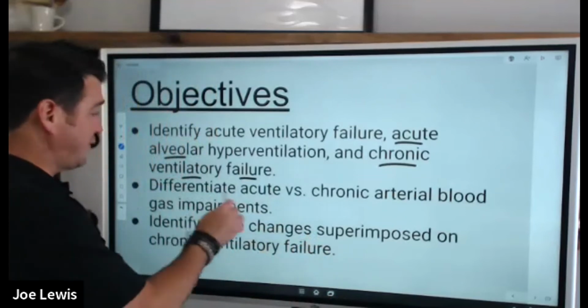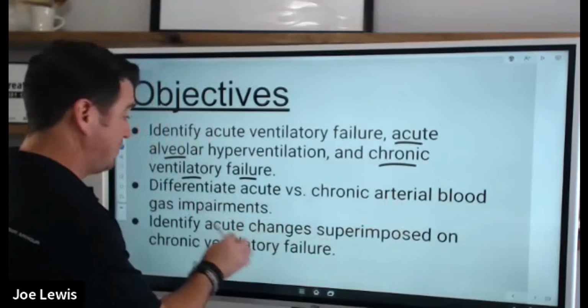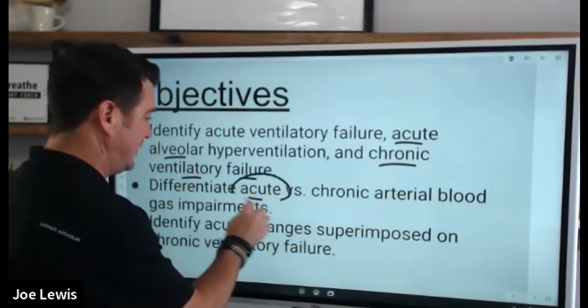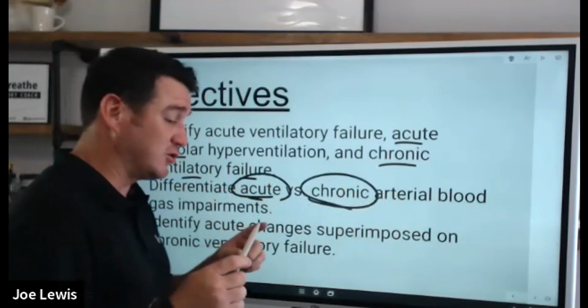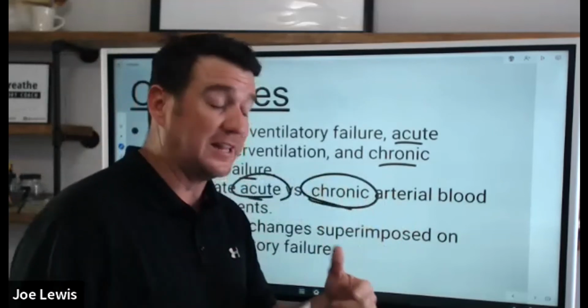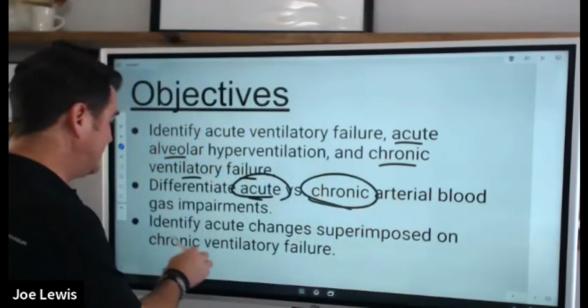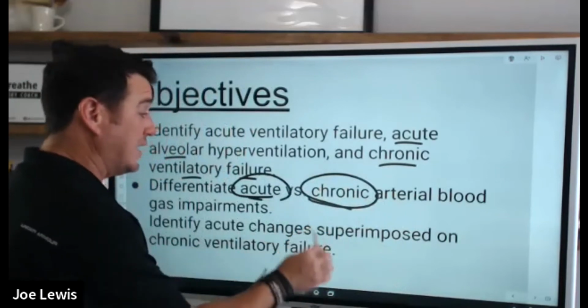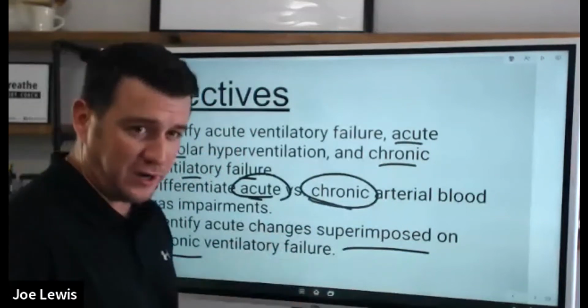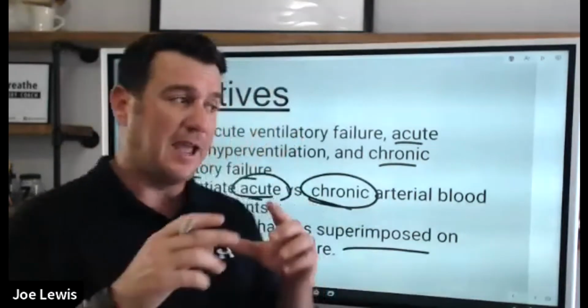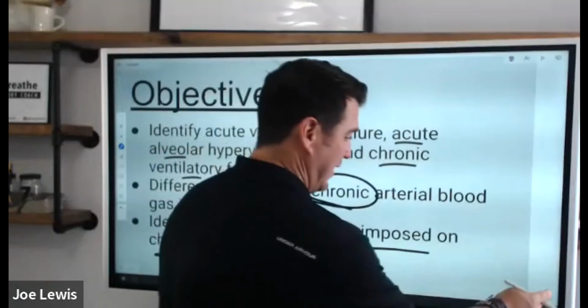From there, we're going to differentiate acute versus chronic arterial blood gas impairments. We've got to be able to tell the difference between acute and chronic. You have to, so that we make the proper clinical decisions for our patients. And then identify acute changes when they become superimposed on chronic ventilatory failure. This is going to be the keys and the objectives that hopefully you walk away with at the end of this.